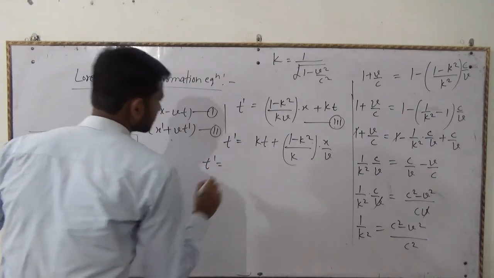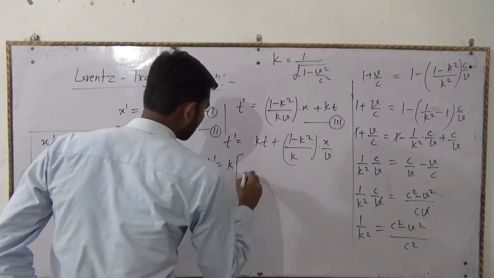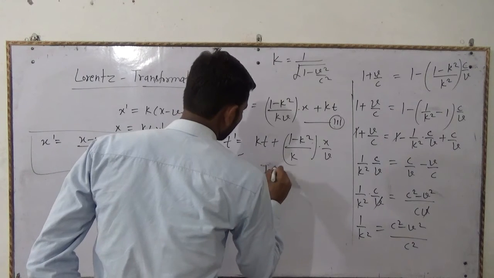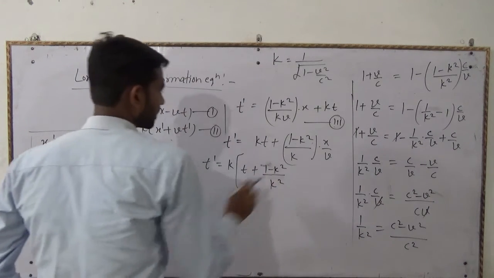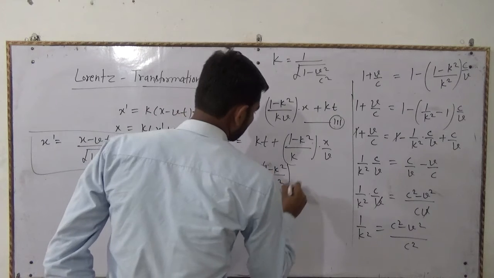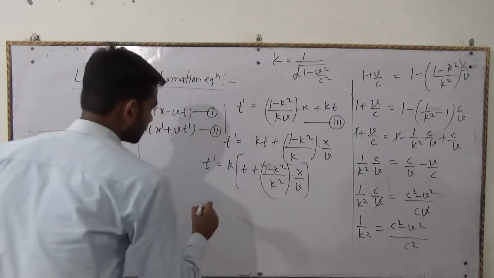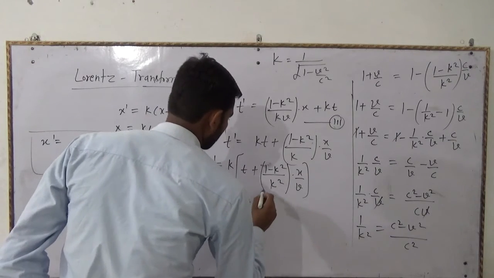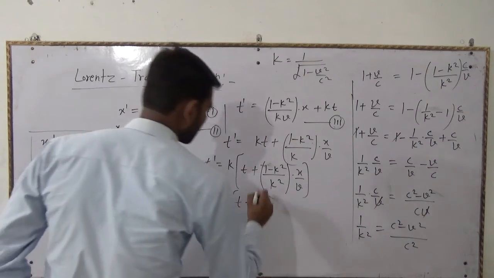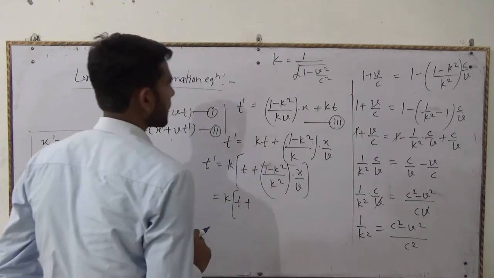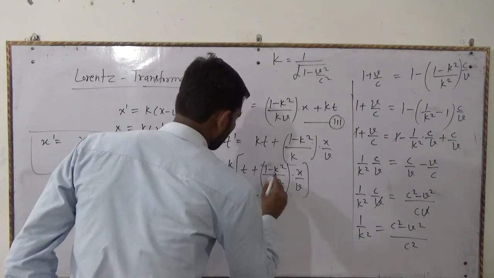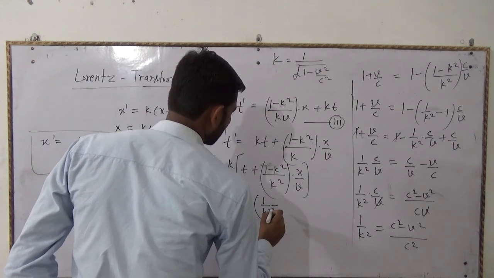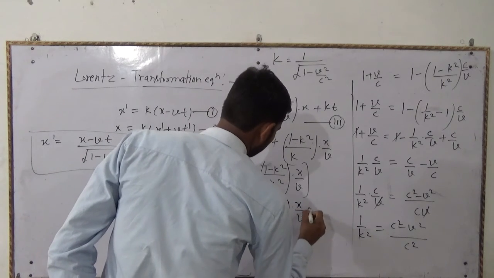Now for t dash, if we keep k as common, then t plus 1 minus k square by k square into x by v, and k t plus, we can write here, t plus 1 by k square minus 1 into x by v.